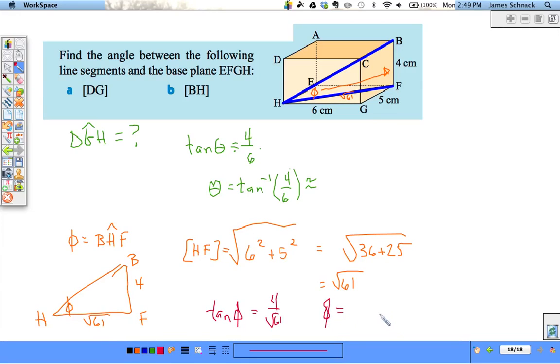That means that phi is going to be, look, I made a rhyme. I could be a rapper. Phi is going to be the inverse tangent of 4 over square root of 61. And that's where my entertaining mad flow stops. And we can go to our calculator and get an approximate value in degrees for this angle.